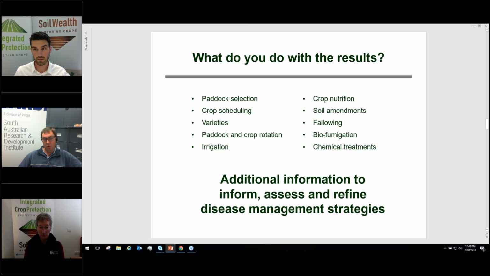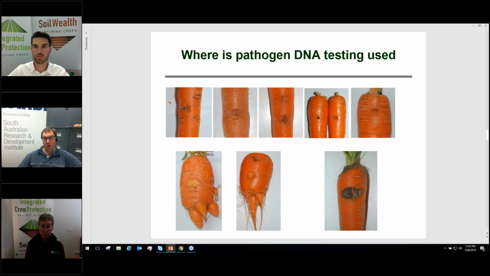So overall, this type of technology is never going to save every crop every time. What it's about is improving your odds of success. It's about providing additional information that you wouldn't otherwise have, and it's a quantified number, so that can inform and allow you to make better decisions, and in the longer term, refine your disease management strategies. Right?